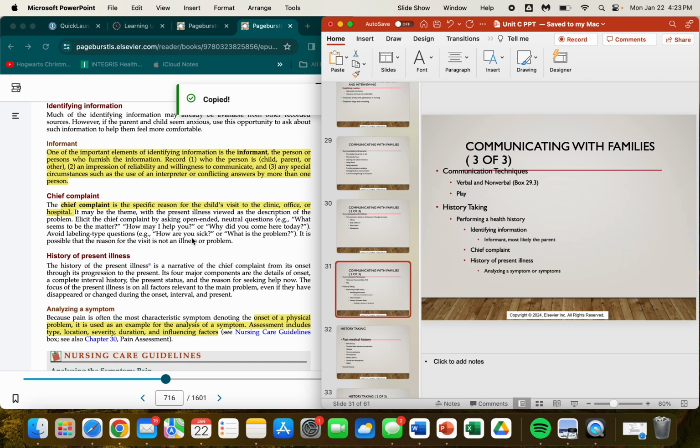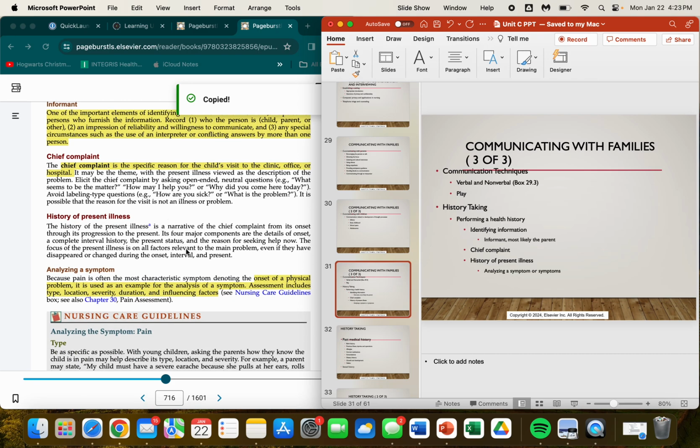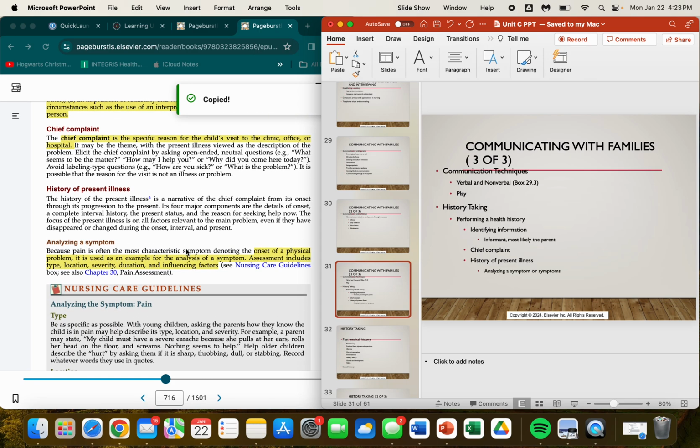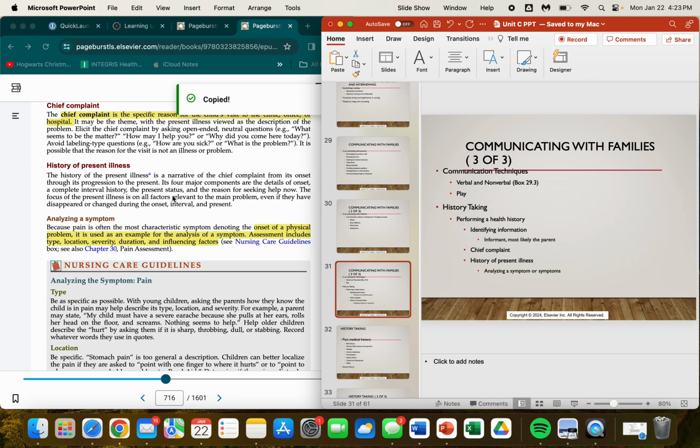Are they having abdominal pain? Are they having respiratory issues? Have they been coughing for 3 weeks? That is our chief complaint, right? And then the history of that complaint, the history of that illness. This patient's had a cough for 3 weeks. I've been having abdominal pain off and on with nausea and vomiting for 3 days. Those are the history of that present illness that tell us the details of it, right?